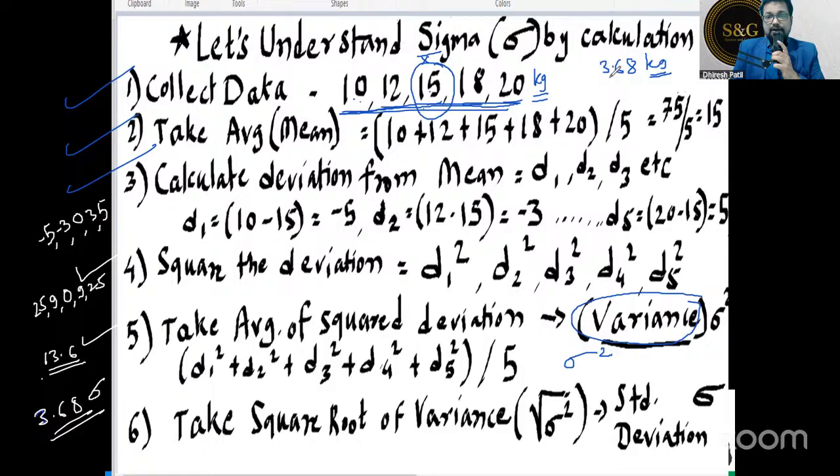How do we read this? 3.68. That means on an average, listen to me very carefully, each and every data point is 3.68 kilogram away from the mean. So standard deviation is nothing but, in simple layman's language में, average distance from the mean. Average distance of all the data points from the mean is called standard deviation, which is the measurement of the dispersion. Are you clear with this? Just type yes in the chat box. Are you clear with this? Super clear? Everybody?